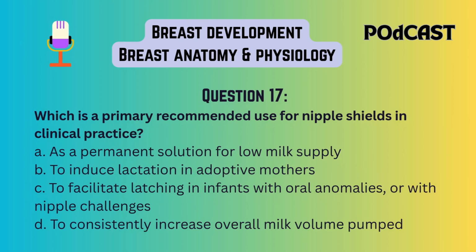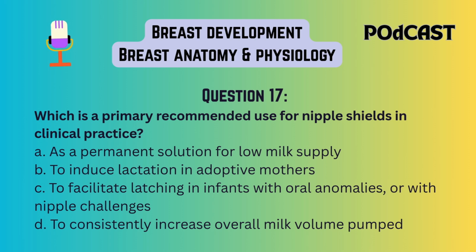Which is a primary recommended use for ultra-thin silicone nipple shields in clinical practice? A, as a permanent solution for low milk supply. B, to induce lactation in adoptive mothers. C, to facilitate latching in infants with oral anomalies or nipple challenges. D, to consistently increase overall milk volume pumped.